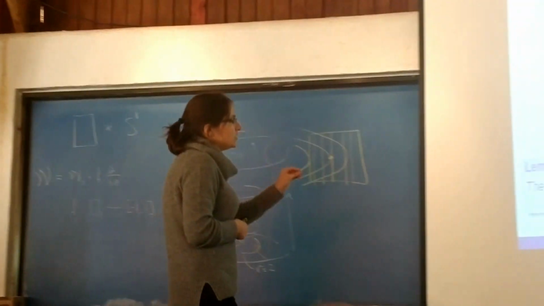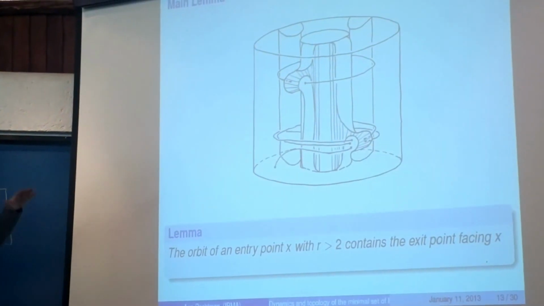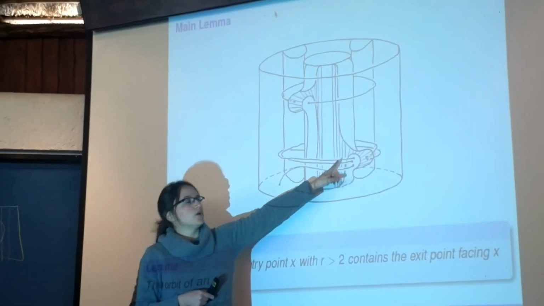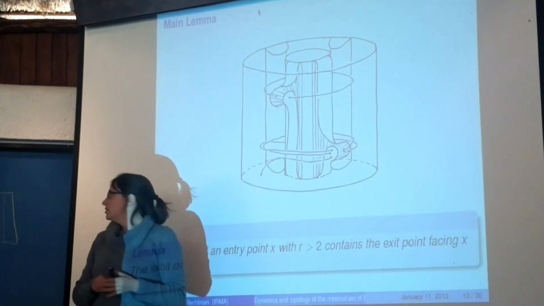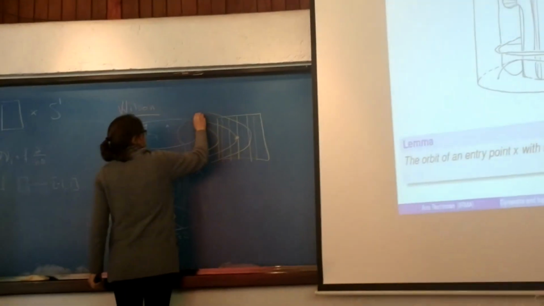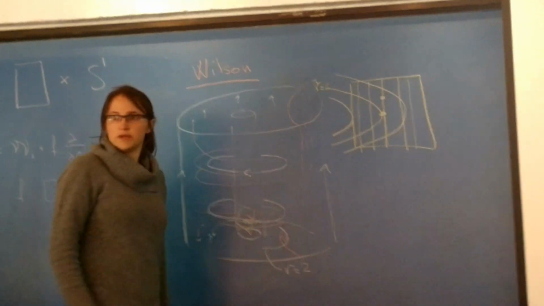And the main lemma to understand how the orbits behave is this. Suppose you have an entry point that has radius bigger than 2, either a principal entry point or a point in one of these insertions that has radius bigger than 2. So if this is inserted at radius equal to 2, well, you're thinking of a point that maybe is here.